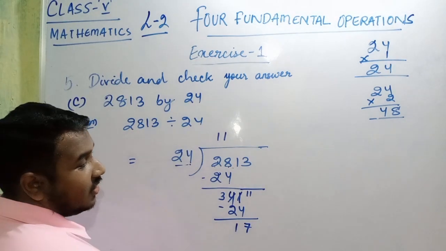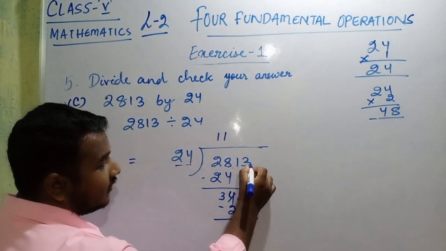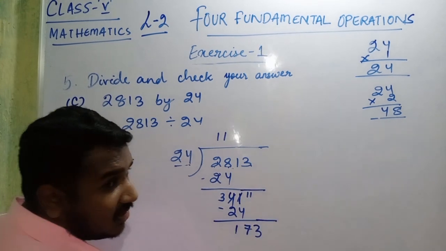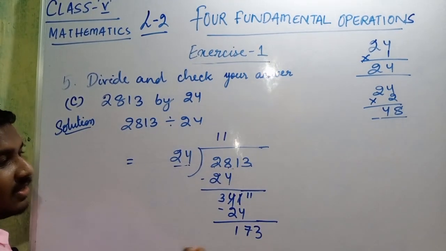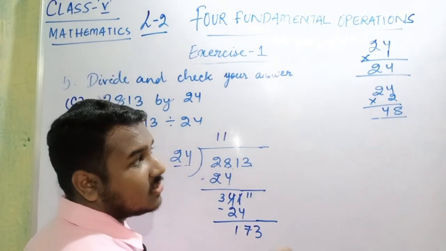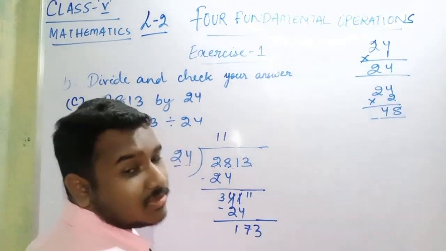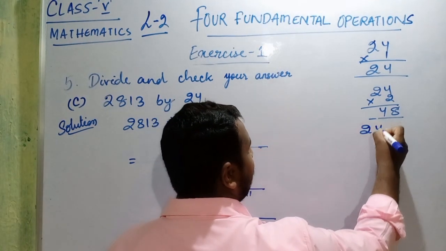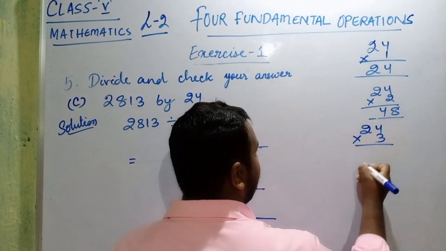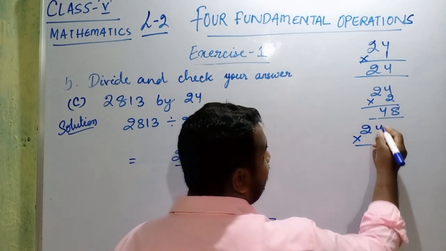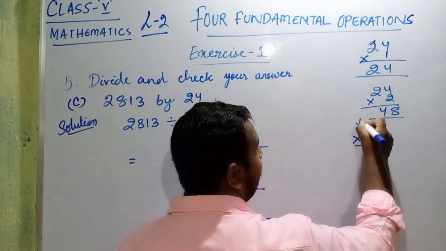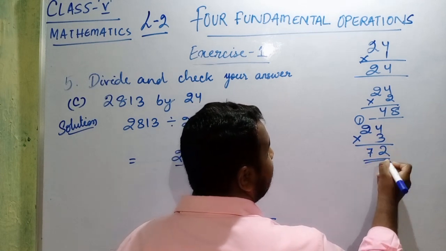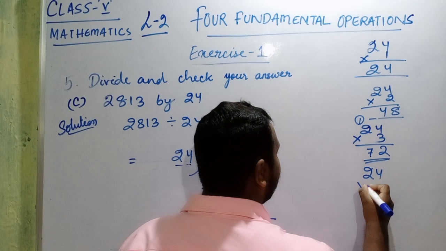Yes or no? Now you have to take down this 3. After every level, one digit will come down. Then 173. Now where is this 173 present? Okay. So 24 up to 2 I have taken. Now next 24 into 3. 4 3s are 12. 2 3s are 6, plus 1, 7.